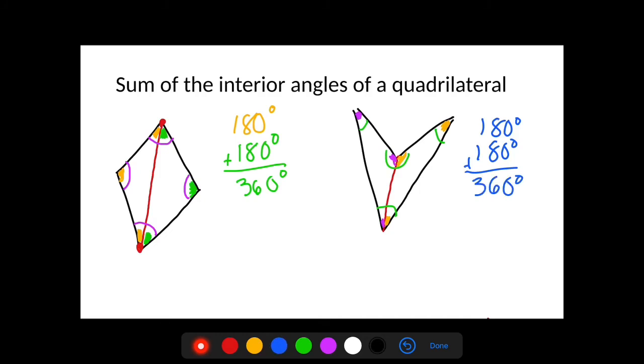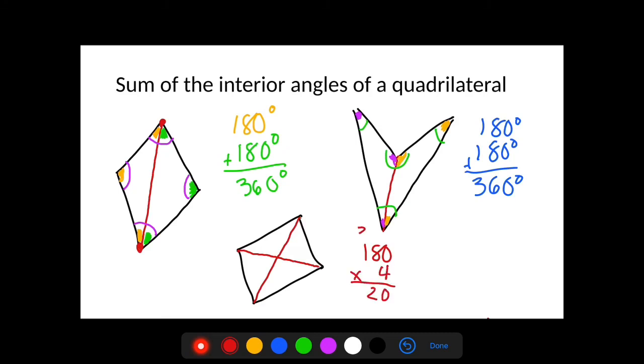We could go a little crazy with this. If I do another quadrilateral here, pretend I have straight sides, and what if I did two diagonals? You might think that this doesn't work. Well, it still works, we just have to go a little bit harder. So I have four triangles, 180 degrees each, which is 720 degrees, which is definitely not 360.